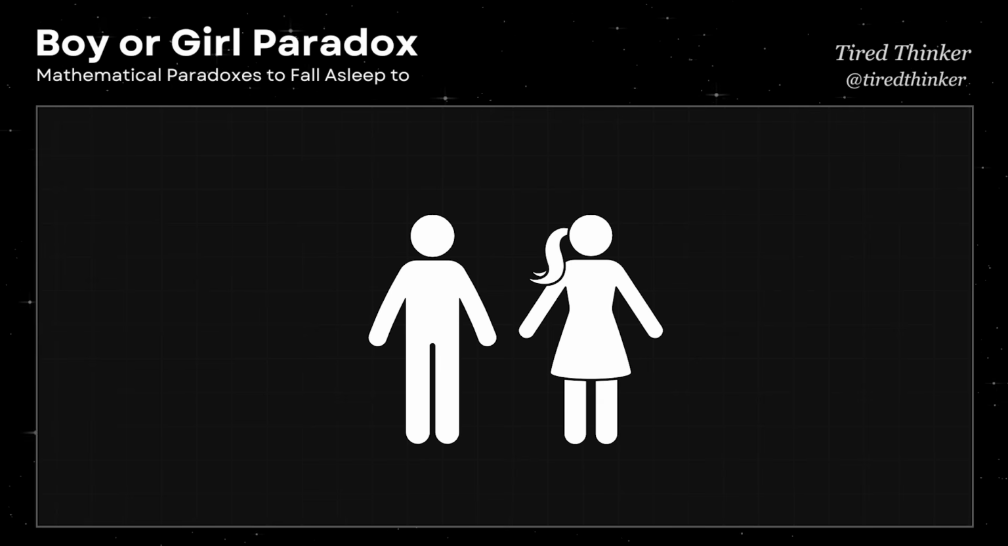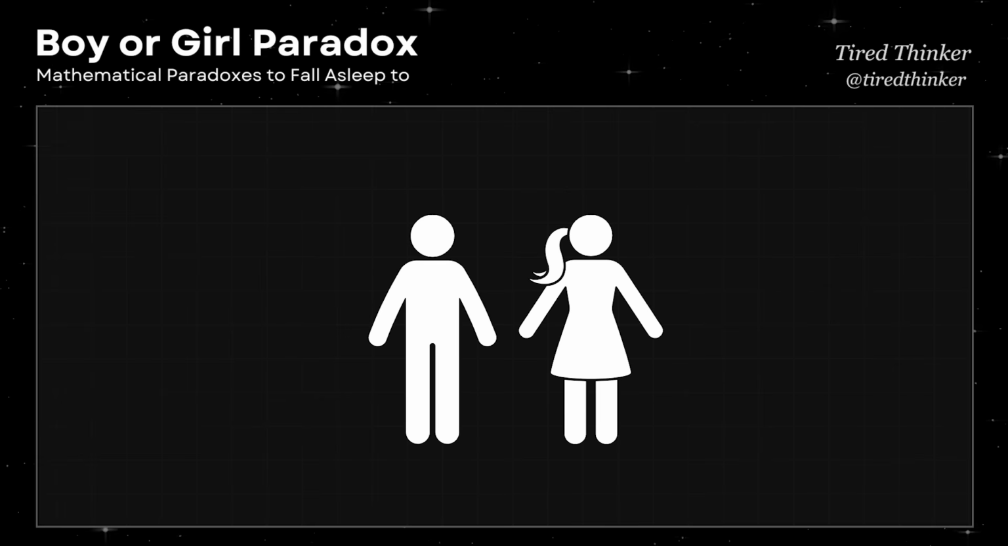Now only 3 possibilities remain: boy-boy, boy-girl, and girl-boy. Since each of these was originally equally likely, removing one does not change the probabilities of the others. That means the chance of having a boy and a girl is twice as high as having 2 boys. In other words, the correct probability that both children are boys is 1 in 3, not 1 in 2.